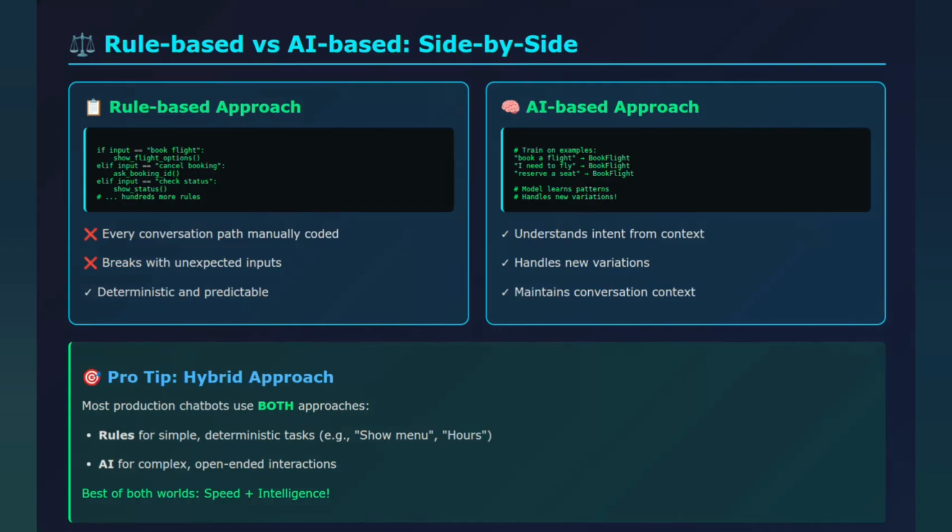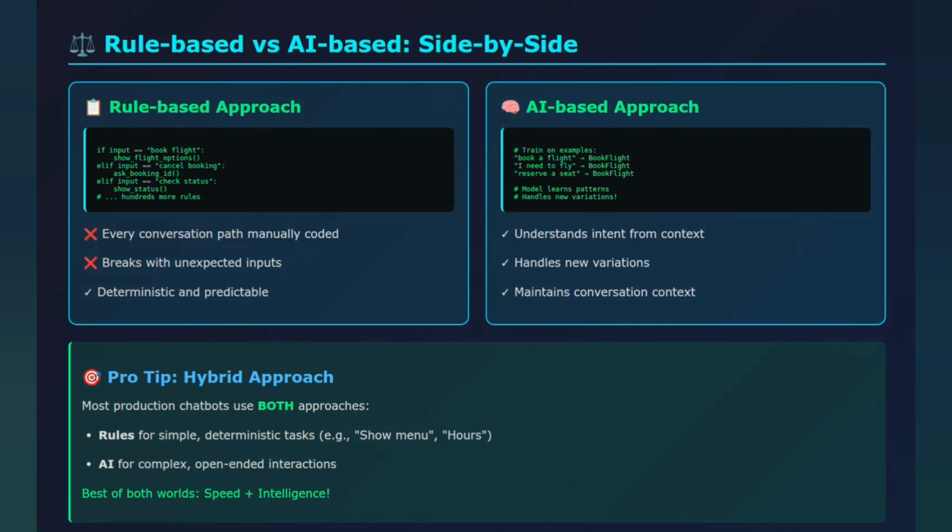With an AI-based approach, you train the bot on examples of different ways people ask for things. The bot learns patterns and can understand new variations it hasn't seen before. It's like teaching a child language. They learn the concepts, not just memorize phrases.